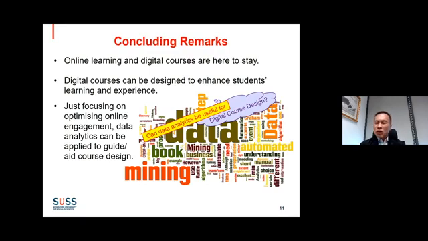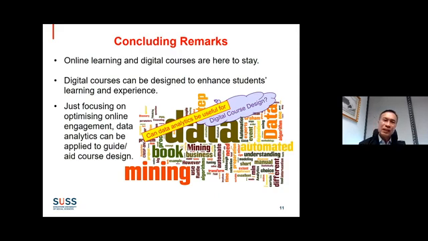Now, let me make some concluding remarks, and then we have some time for Q&A. A few things for us to be mindful of. The first is that online learning and digital courses are here to stay. Online learning and digital courses are here to stay. The learning space and the teaching space have already moved. It's no longer physical. It is very much virtual and online today.